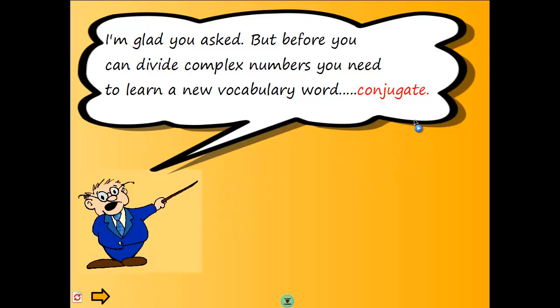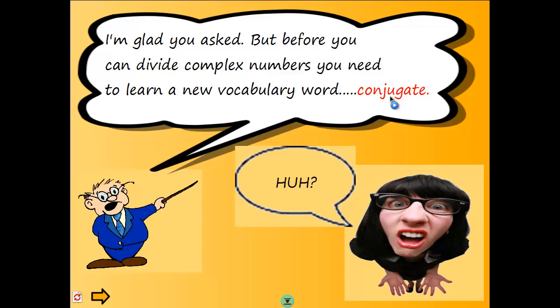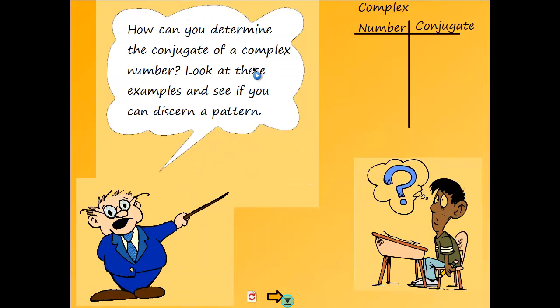So in order to divide them, though, we have to know this word conjugate. And the word conjugate might be something familiar that we did last year. If not, we're going to take a look at it right now. We're going to look at a pattern of numbers. I'm going to give you the complex number and show you the conjugate, and then I want you to figure out how you come up with the conjugate.